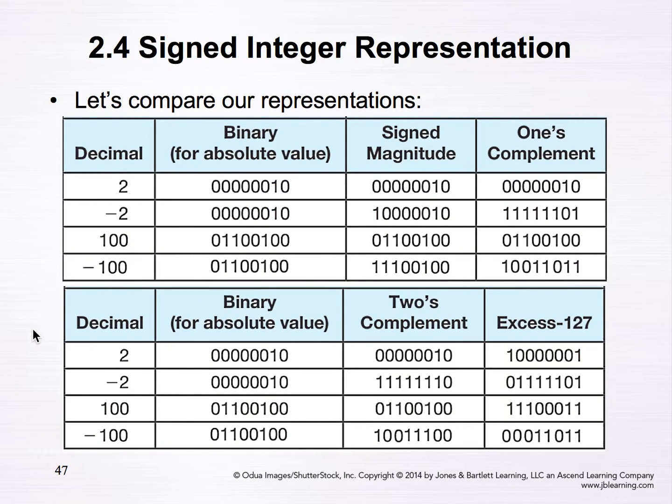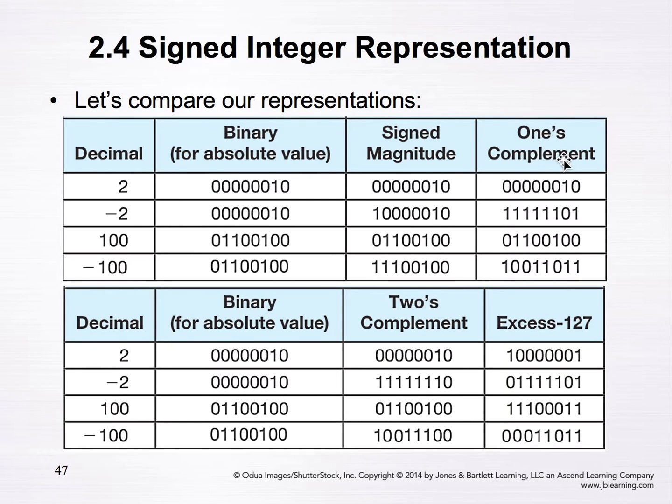So here's the comparison of different ways to represent a number. We have the decimal value in the first column, and the binary representation of that number. Here we don't care about the sign. The third column is sign magnitude, where the first bit represents the sign of the number, 0 for positive and 1 for negative.